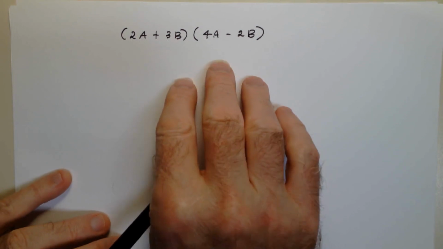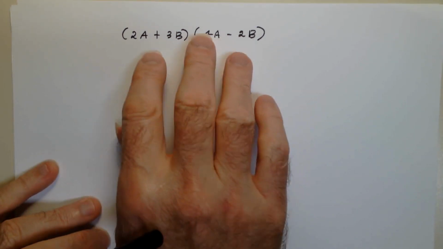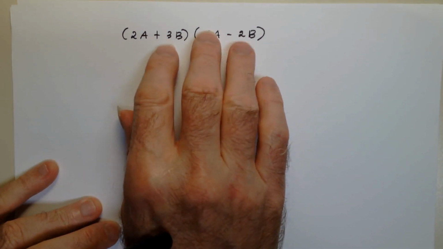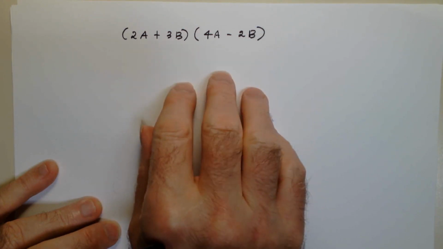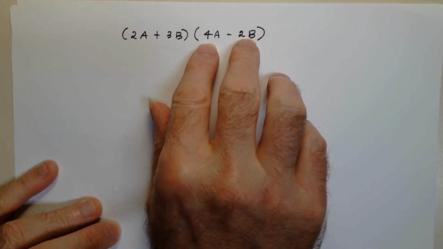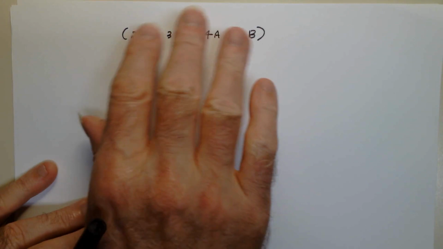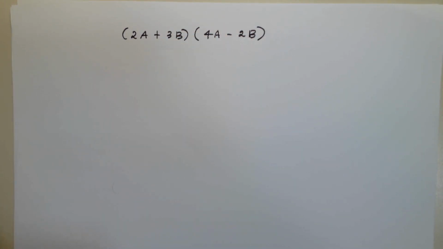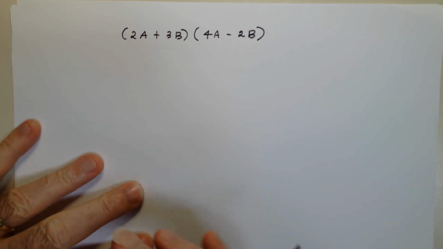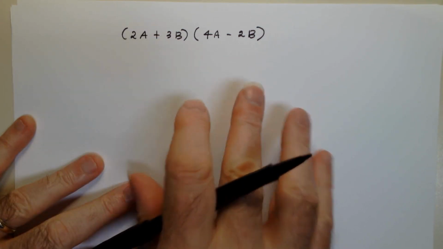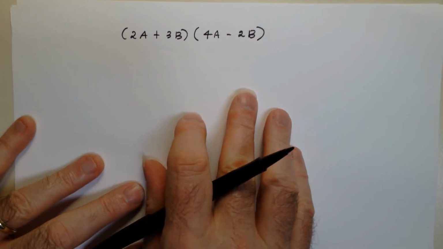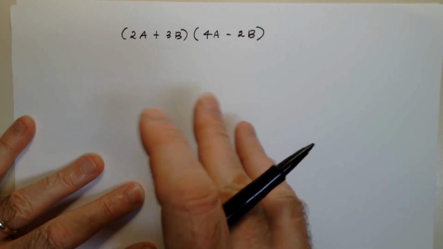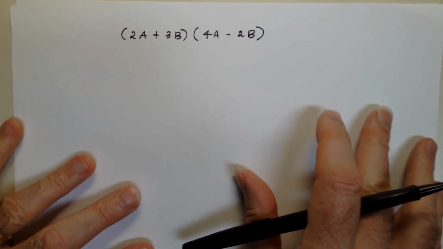We're going to use properties of matrix multiplication to expand this product of two linear combinations of A and B. So I've got 2A plus 3B multiplying 4A minus 2B, and we want to expand this and write it in a different form. The one thing that I want to do is try to be attentive to the properties of matrix multiplication and scaling and addition that we're using as we work our way through this problem.